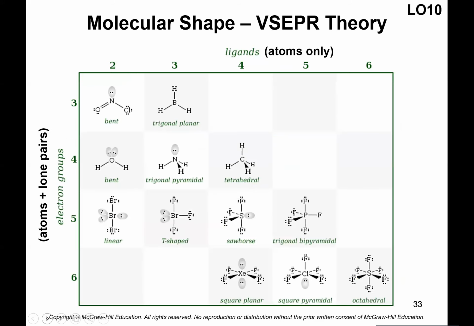But beyond that, all we really need to be able to do is read this chart, okay? Because this is how we will be able to assign shapes to molecules. Okay. So the first thing to notice here is that you want to be able to always locate your central atom. That is the first step.